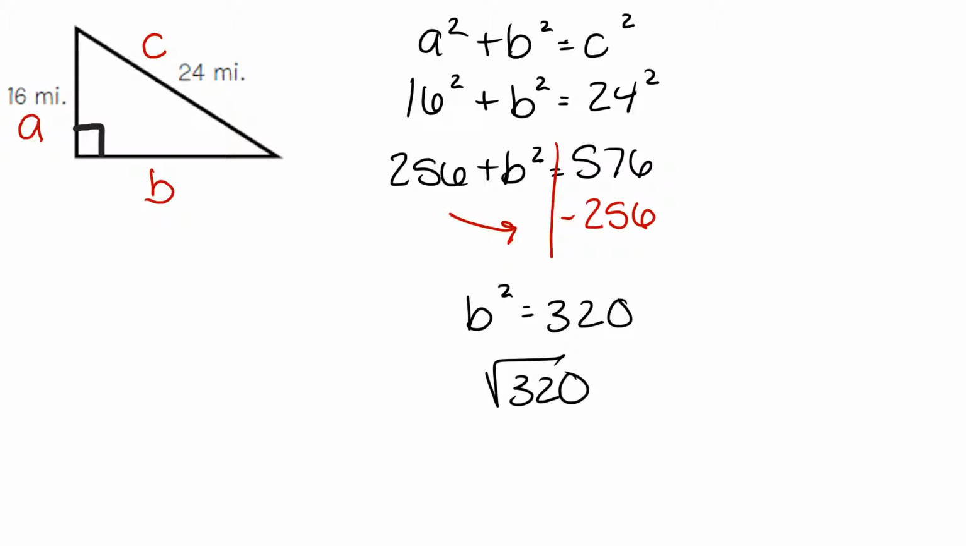The square root of 320 is going to give us 17.88. We look at our second decimal place, and we have to round up. 5 and higher, 8 is higher than 5. 5 and higher, we round up. So 0.8 rounds up to 0.9, 17.9.